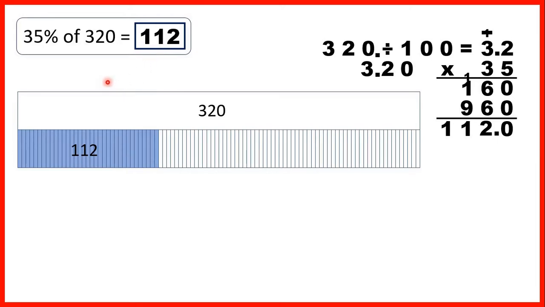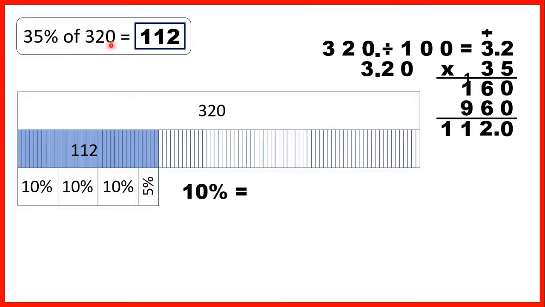But there is another method to finding 35%, or finding any percentage. Instead of thinking of 35 1%s, we can think of 35% as being 3 10%s and 1 5%, because 10 plus 10 plus 10 plus 5 is 35. Now we know that to find 10%, we can divide by 10, and 320 divided by 10 is 32. So instead of the 10%, we can write 32 on our bar model.